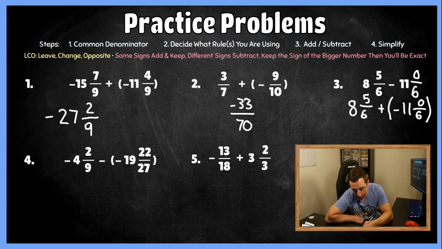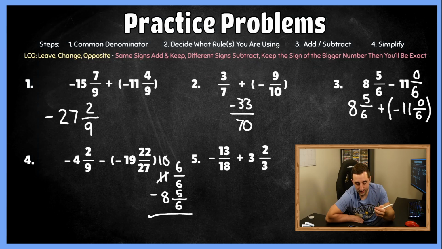I'm just going to write it down here. So we have 11 and 0/6 minus 8 and 5/6. You can't do 0 minus 5, so we have to borrow. This becomes a 10. Our denominator is 6, so we want to add 6 to our numerator. So 0 plus 6 is going to make this 6. And now we can go ahead and subtract these.